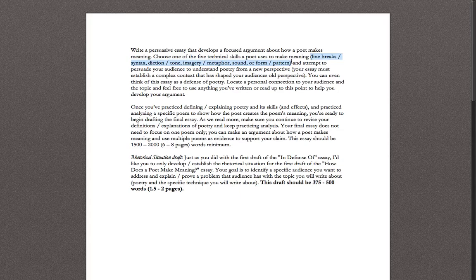Is your topic going to be line breaks and syntax? Is it going to be diction and tone? Is it going to be imagery, metaphor, so on and so forth? Because your problem that you're going to develop isn't just specific to what your audience thinks about poetry, but it could also be specific to what your audience thinks about poetry and its line breaks, or poetry and how it uses imagery, or poetry and how it uses sound. The problem doesn't stick with poetry in general, but can be specified into some of the techniques that your audience might have a problem with. So you need to be thinking about what you are going to write about in order to build a problem that is thorough and complex enough.